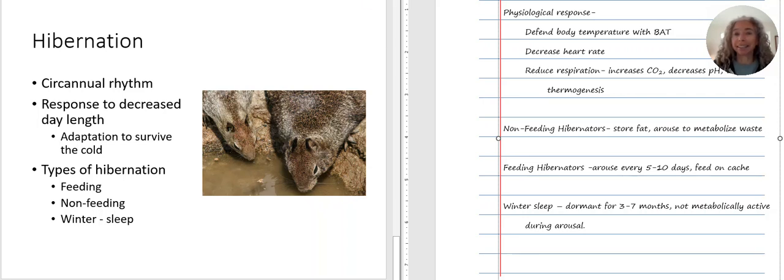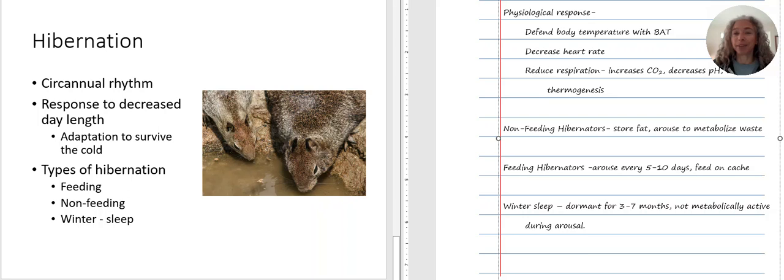The second type is feeding hibernators, and an example of that is a ground squirrel that you can see in this picture here. Feeding hibernators may or may not increase their body weight during the fall. These animals will go dormant for about 5 to 10 days with a 1-day arousal period. While they are aroused, they will feed on a cache of food that they have stored in their little hibernaculum. Also, while they're aroused, they're going to be metabolizing the metabolic byproducts that they accumulated while they were hibernating.